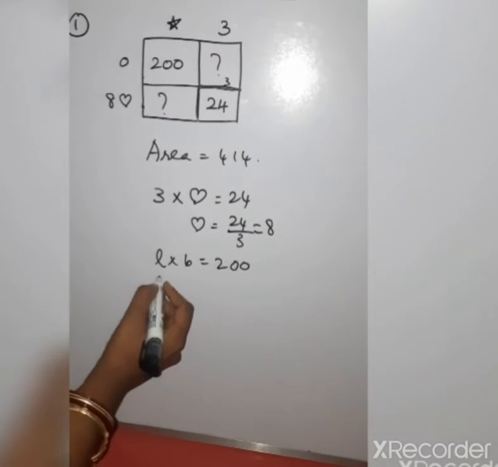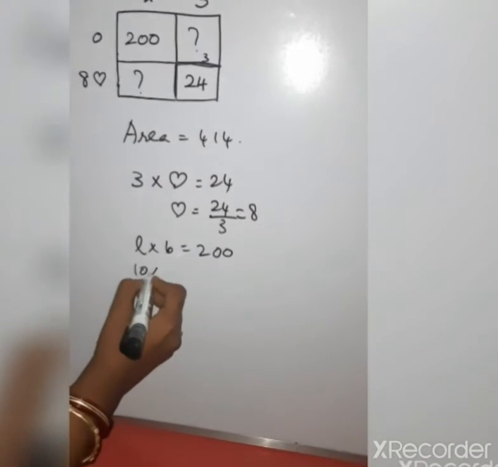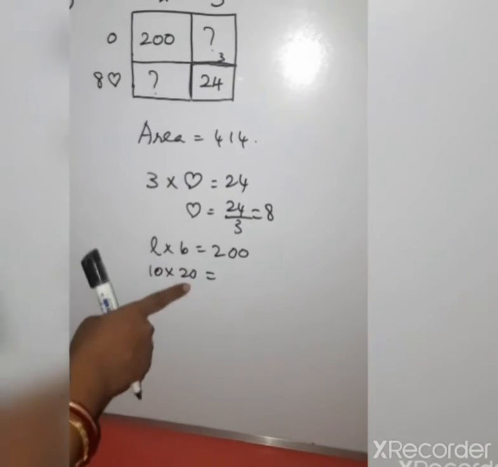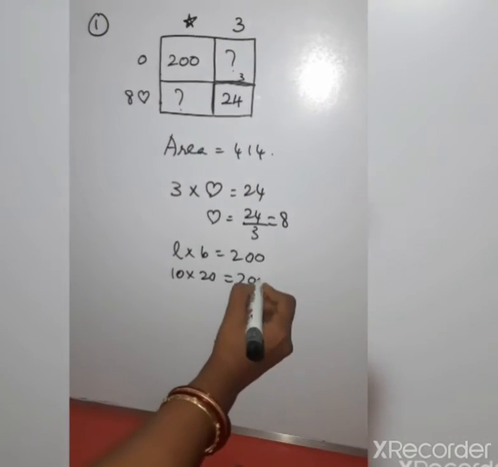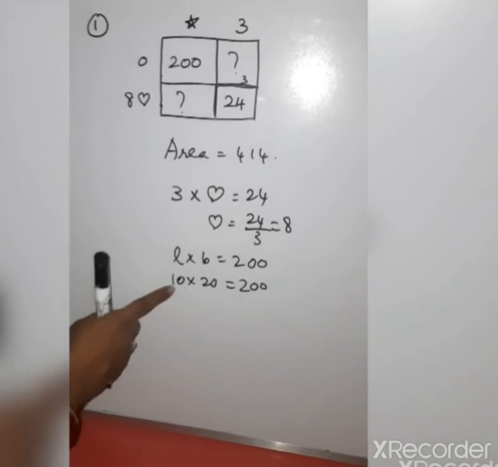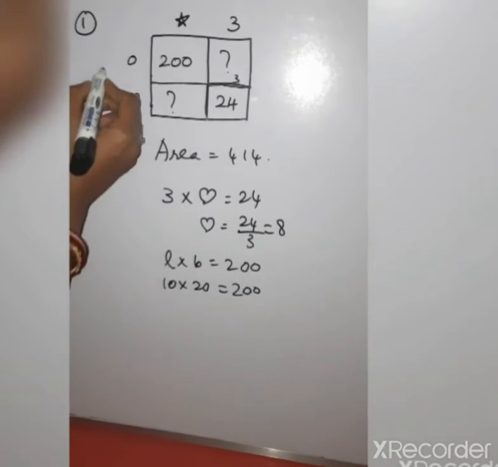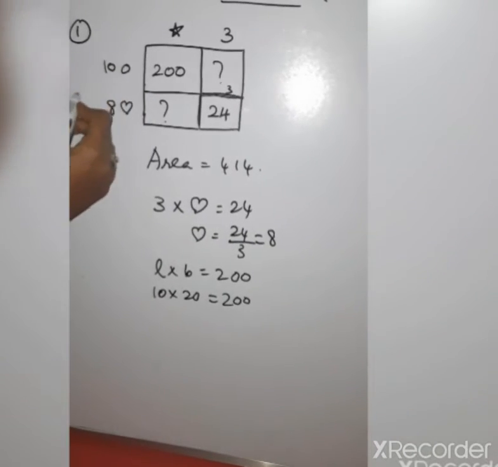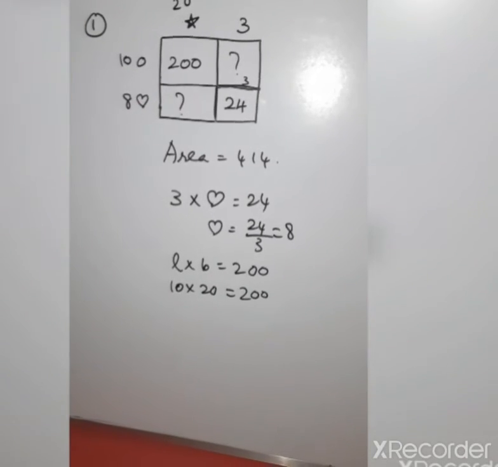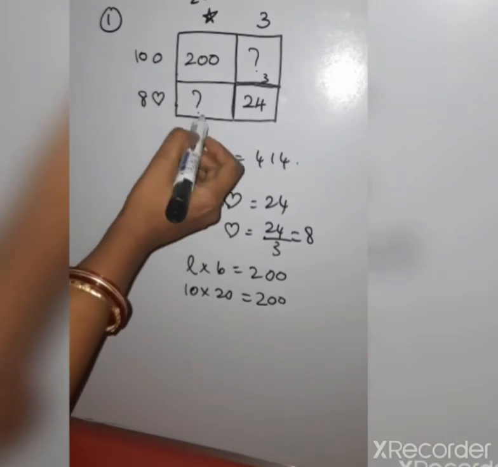So let me consider 10 and 20. If I consider length as 10 and breadth as 20, I'll get 200. This is just a guess. If it goes wrong, then you should come back and find it out. So my guess was 10 and 20, which gives me 200 over here. So here I'm going to keep circle as 10 and star as 20, which gives me 200. Since I got the star value as 20, now we are going for this area.